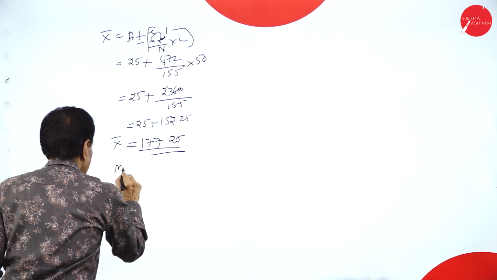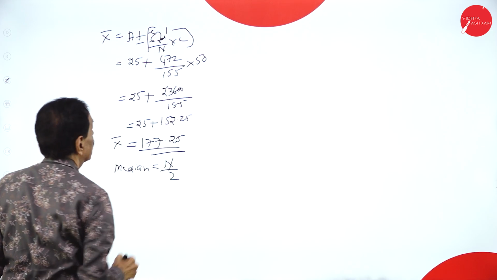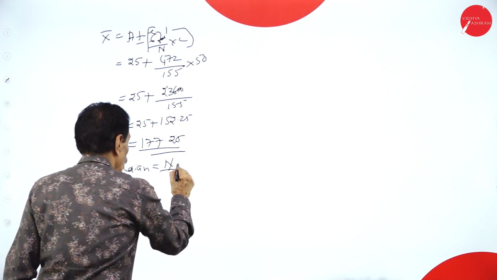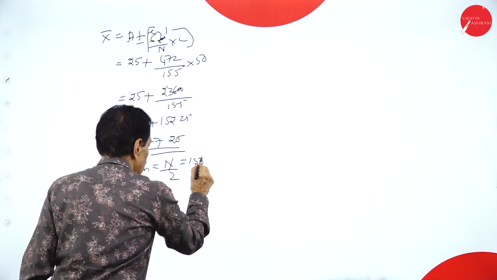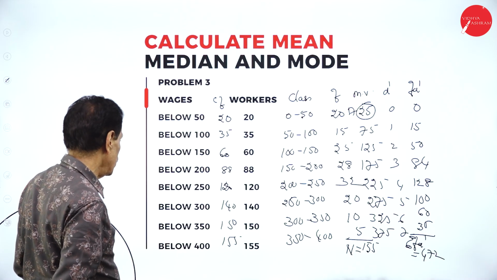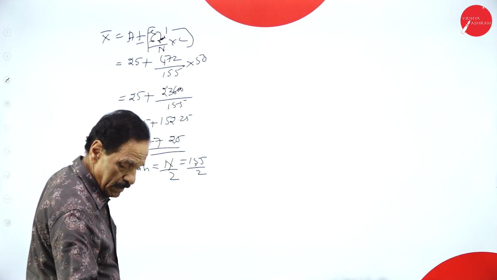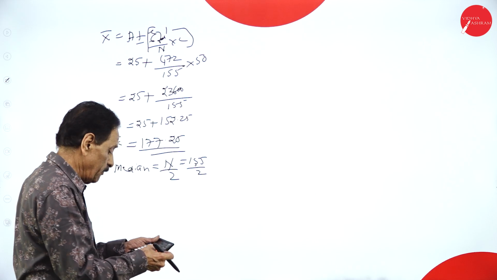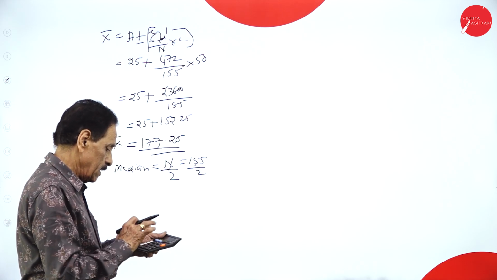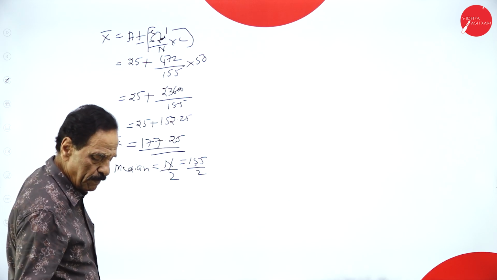Median is equal to n by 2. What's your n? 155 by 2. See that? Your median is 155 by 2. This is 155 divided by 2, 77.5.